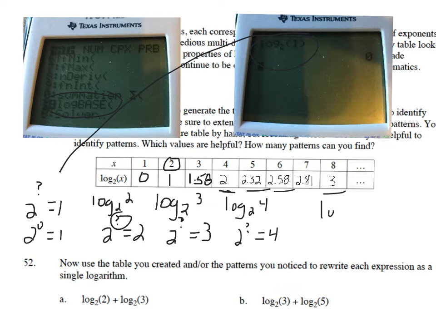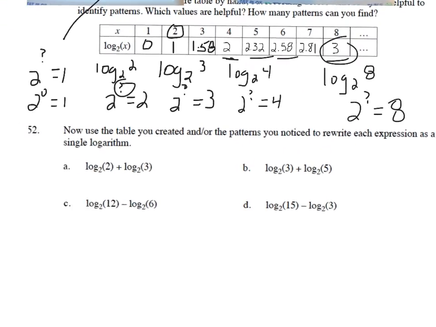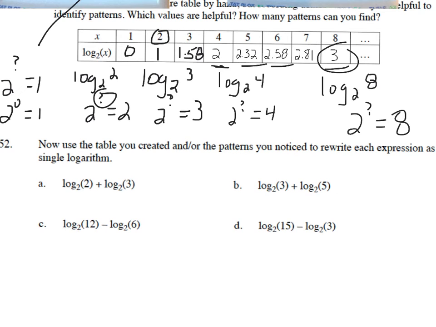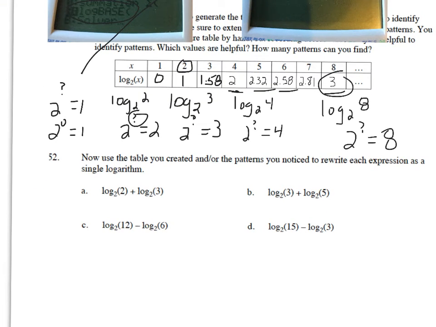Log base 2 of 8, in other words, 2 to what power is going to give me 8? Well, that's 3. So we've just created our table for the log base 2 of x, where x takes on the values of 1 to 8. And we could keep going, but we've got way more properties to discover from this table than to just fill in a table. So now use the table you created and/or patterns you noticed to rewrite each expression as a single logarithm.